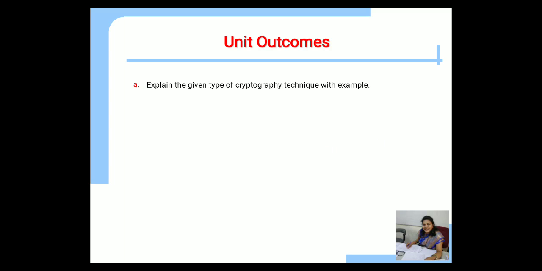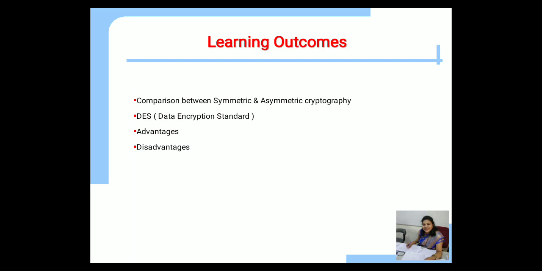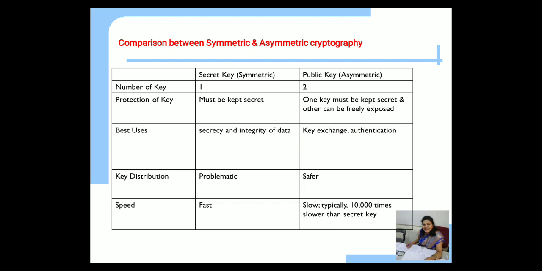Unit outcomes of this video are: after learning this video, you will explain given type of cryptography technique with example. The learning outcomes are comparison between symmetric and asymmetric cryptography, data encryption standard algorithm, advantages of DES and disadvantages of DES. So, let us compare first symmetric and asymmetric cryptography.